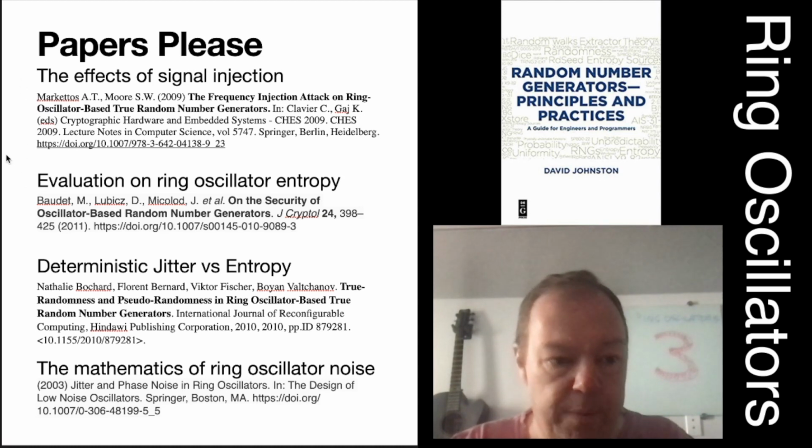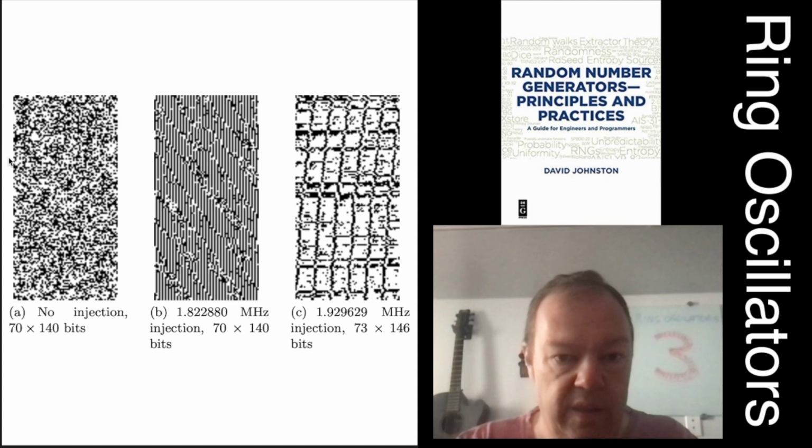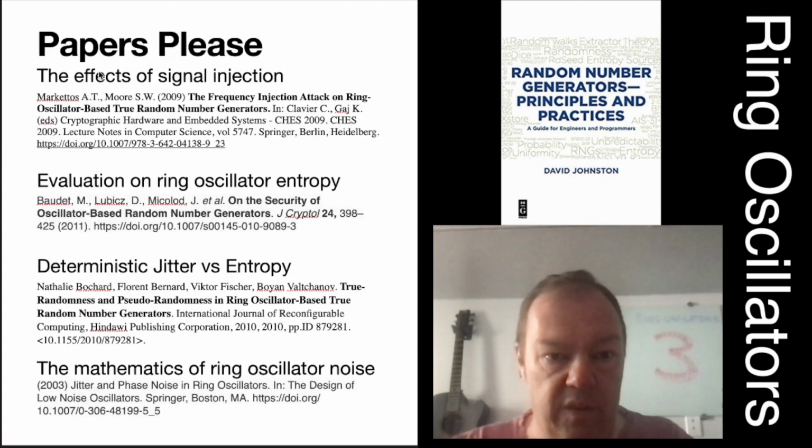So the paper which gave you this diagram is this one. It covers the effects of signal injection on entropy sources by Markettos and Moore: The frequency injection attack on ring oscillator based true random number generators. Everyone should read this. It's a good paper.